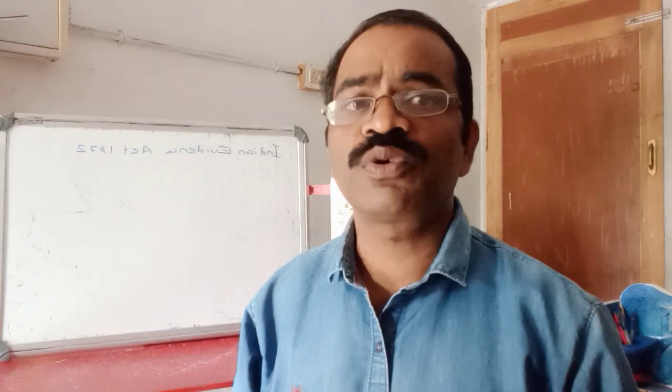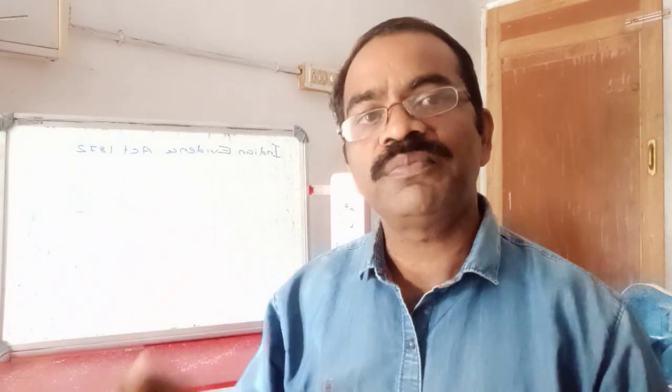Proved: A commits murder of B, and A pleads that his act comes under general exception. He killed B in order to save his life, and he produced witnesses that his act comes under general exception to save his life. The court believes his plea and acquits him. Here the plea is proved.